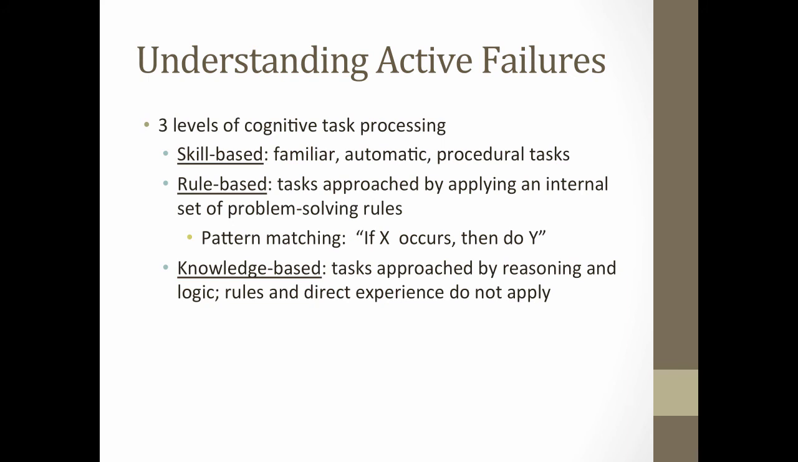It's also useful to think about the types of cognitive task processing that goes on. When doing a task, what are the different cognitive processes that workers may be involved in, and these may then be linked to the different types of errors. Three levels of cognitive task processing are skill-based, rule-based, and knowledge-based. Skill-based are familiar, automatic, procedural tasks. Again, the skiing example is a good one. The experienced skier just gets off the chairlift and goes down, doesn't think about what he or she is doing. It's very familiar, it's automatic, and procedural knowledge is being employed.